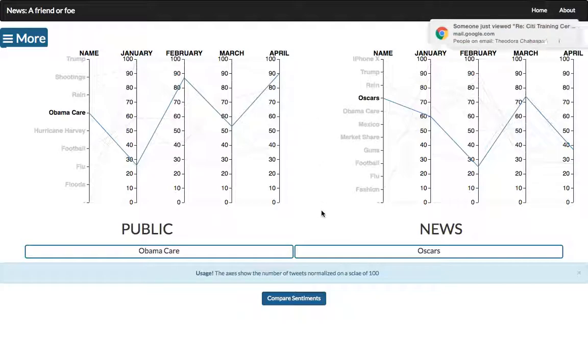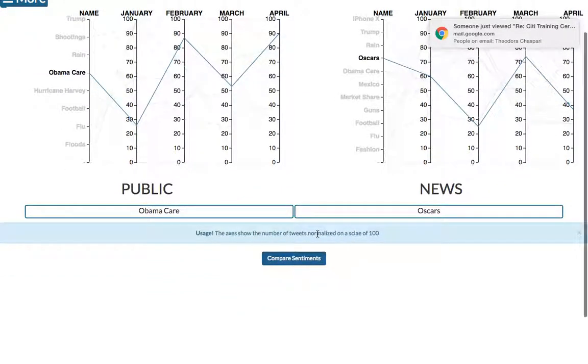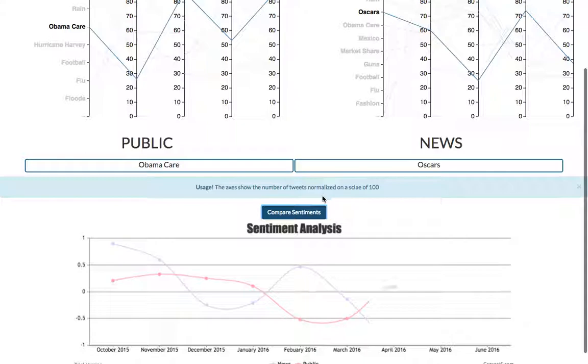This is the zoom and filter part. Finally, the user can compare the two selected topics on the basis of sentiments as well by clicking on compare sentiments, which is the details on demand component.